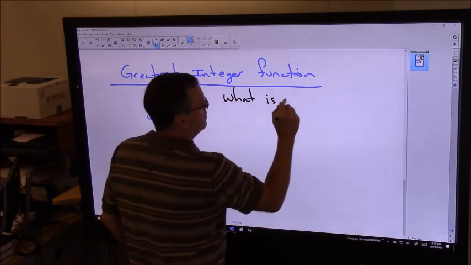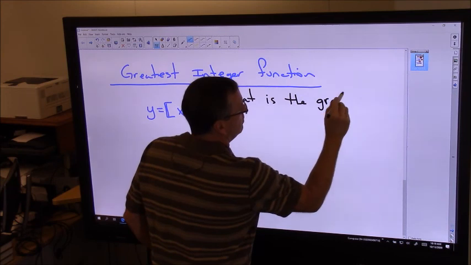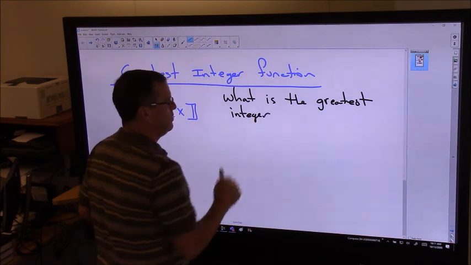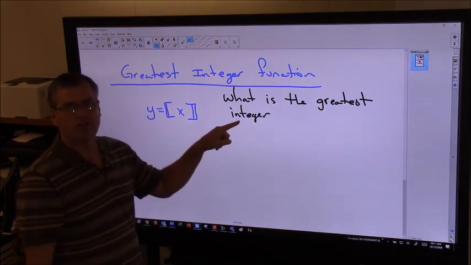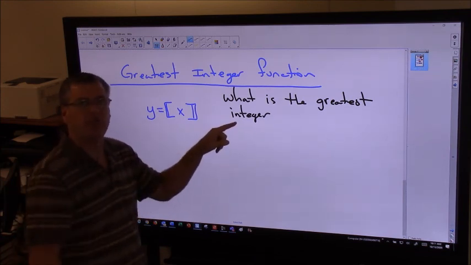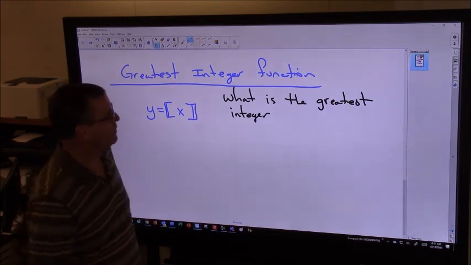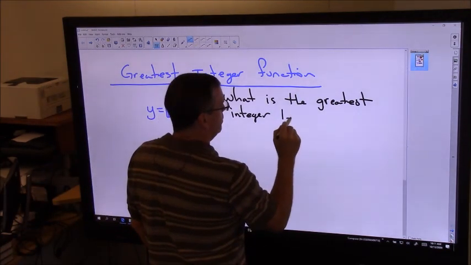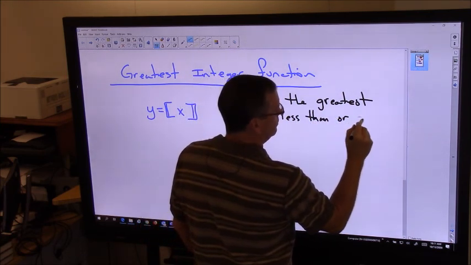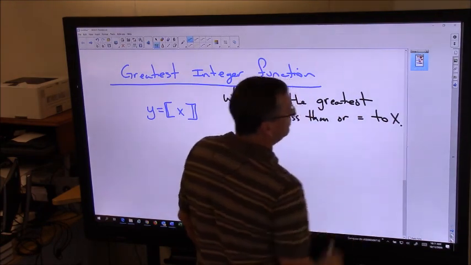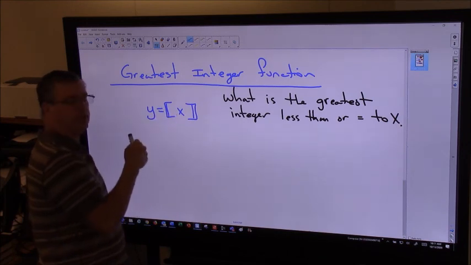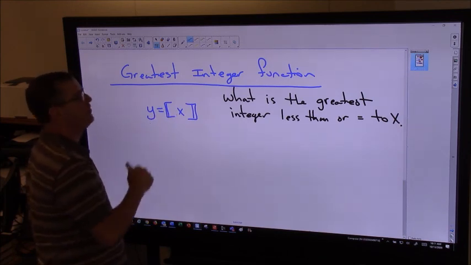What is the greatest integer? So what's an integer? Those are numbers like 1, 2, 3, 4, 5, 6. 0 is an integer. -1, -2, -3, -4. Those are integers. No decimals, no fractions. Okay? What is the greatest integer less than or equal to x? Okay? This number right here. So if I plug something in, what's the largest integer less than or equal to that?